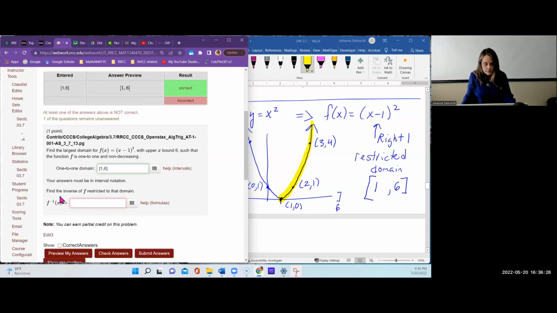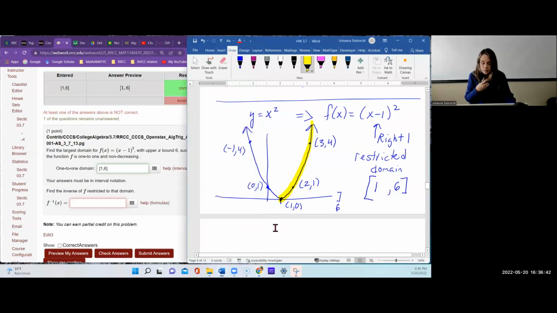Now, what about the rest of the problem? The rest of the problem says find the inverse of f restricted to that domain. What does that mean? Well, let's think about what's happening. I don't have it on the graph, but let's go ahead and plot what the point at 6 would be, keeping in mind that it's way up there. So we'll put a dot, dot, dot, and then we'll put a point. It would connect at 6, 36.